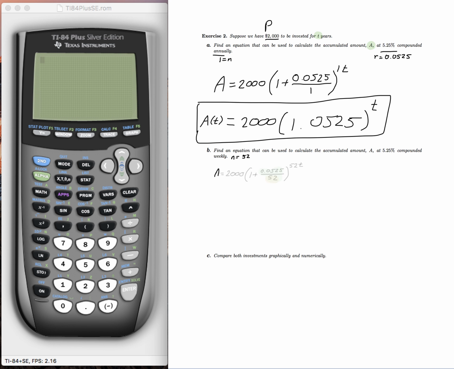So our setup's going to look a little bit different. We'll have A. Our principal still 2,000. Now we have 1 plus our rate, 0.0525, divided by 52. And our exponent, n times t, remember n, the frequency is 52 times t.